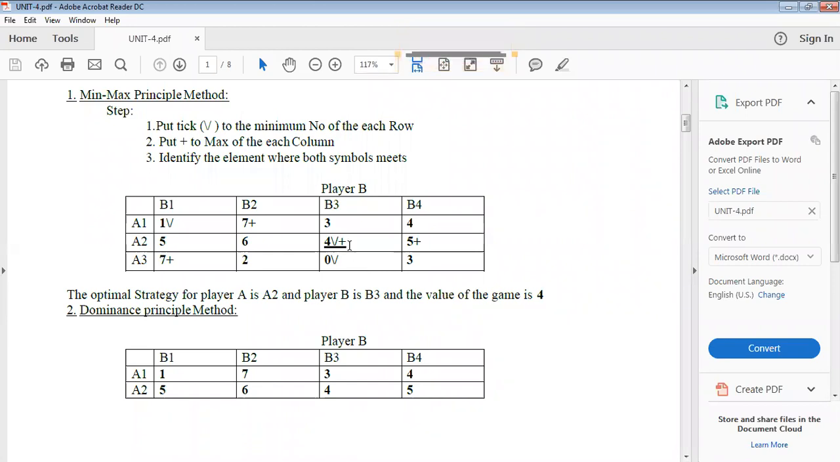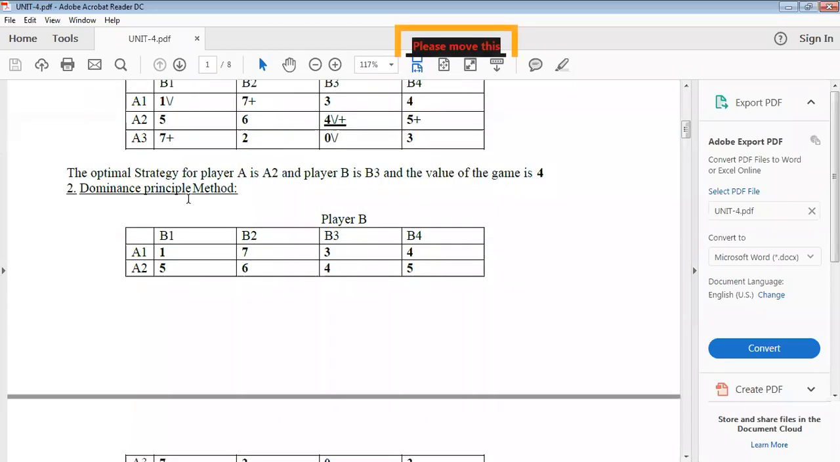So 4 is satisfying the maximin principle. Therefore, the optimal strategy for player A is A2, and for player B it is B3: second row, third column is going to be the optimum strategy of the particular game. Next, dominance principle. Here, same thing.